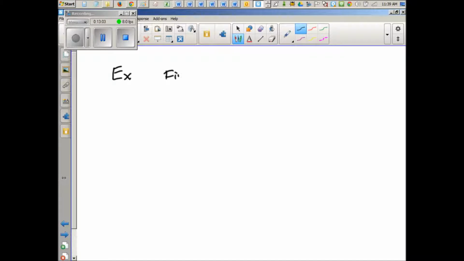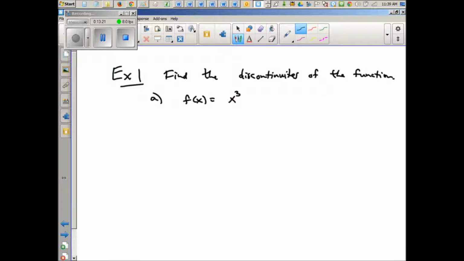The first one is just: find the discontinuities of the function. Okay, so part A on example 1 is just f of x equals x cubed plus 5x squared minus 3x plus 6. Now in this graph, I don't think there are any breaks. I'll tell you why. It's a polynomial, right?